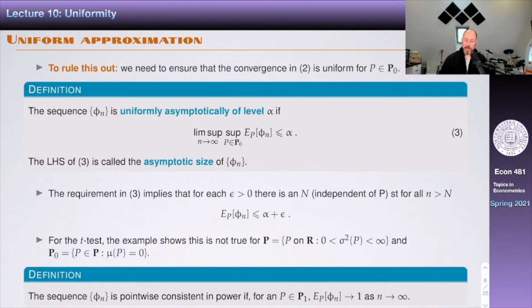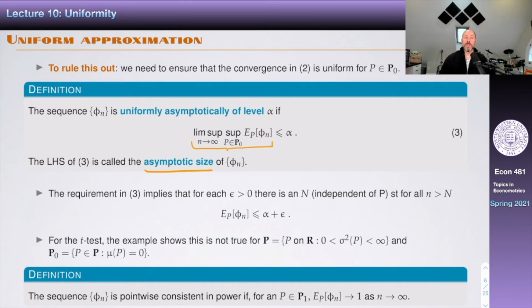So I wrote here, to rule this out, we need to ensure that the convergence in 2 is uniform over P. The sequence psi is uniformly asymptotic level alpha if the limsup of the supremum over P_0 of the rejection probability is less than or equal to alpha. And the left-hand side of this, this object over here, is called the asymptotic size of the test.